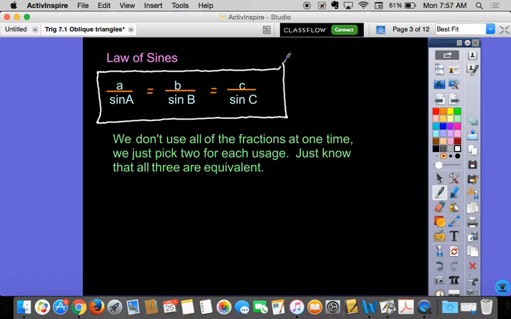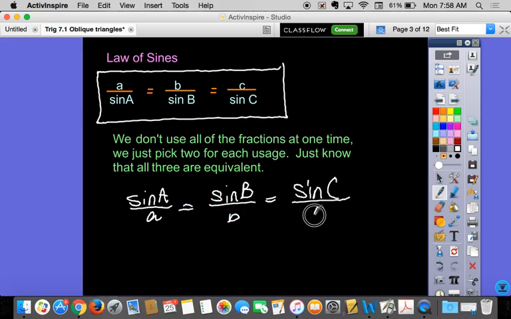Basically, you set it up as a proportion. Now, some textbooks set them up that way, and then some textbooks will set them up in reverse. It really makes no difference whatsoever which way you see it. Okay, so if you want your sines on top and your sides on the bottom, no biggie.